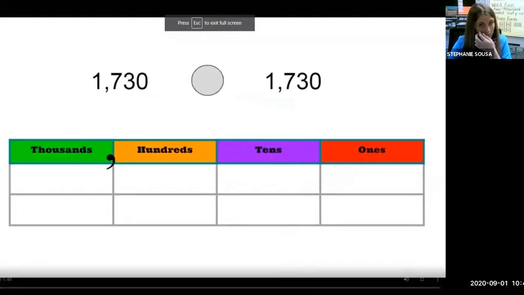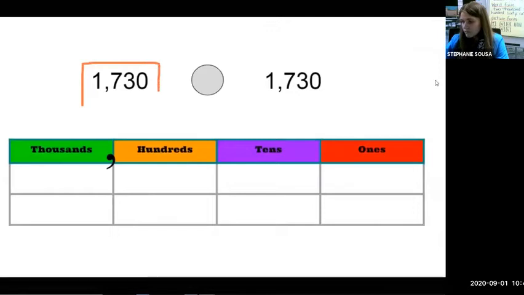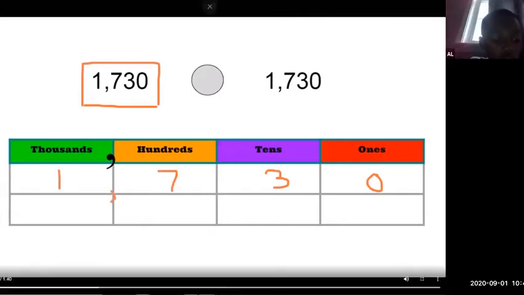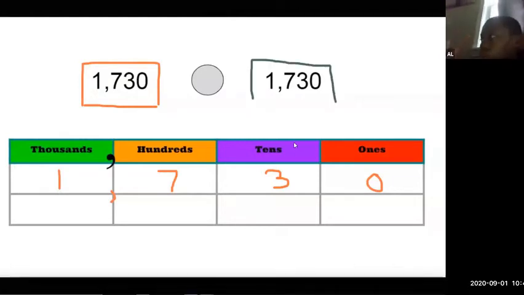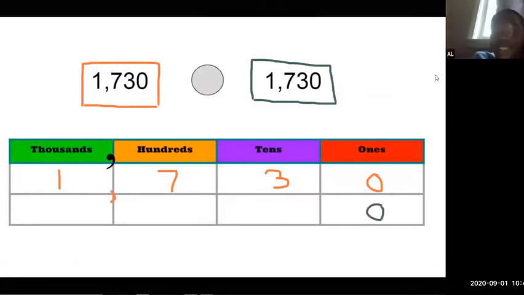Okay, walking through with these two numbers, I'm going to do the same thing. I'm going to take a look at our first number, 1,730. And we're going to go ahead and put the number in our place value chart based on what we have up here. Okay, 1,730. And then we're going to do the same thing with our next number, 1,730. That sounds familiar. 0 ones, 3 tens, 7 hundreds, and 1,000.